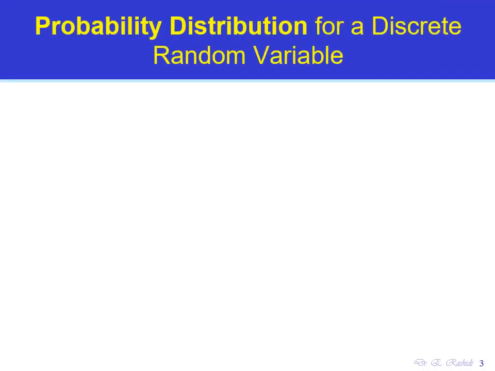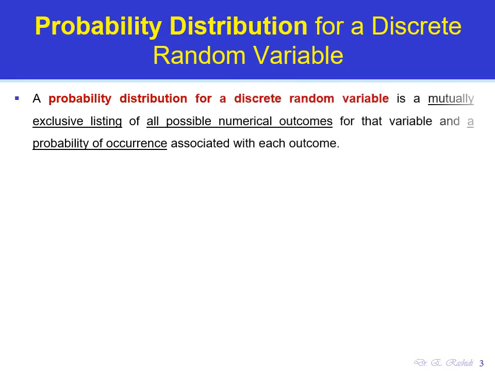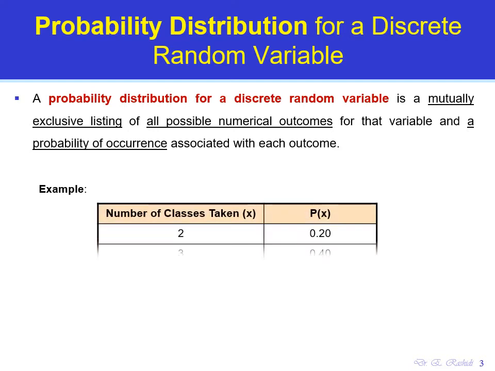In this chapter, we're going to learn about the probability distribution for a discrete random variable. A probability distribution for a discrete random variable is just a listing of the mutually exclusive possibilities for the numerical outcomes of the random variable, associated with the probability of them happening. It would make more sense if we see an example.